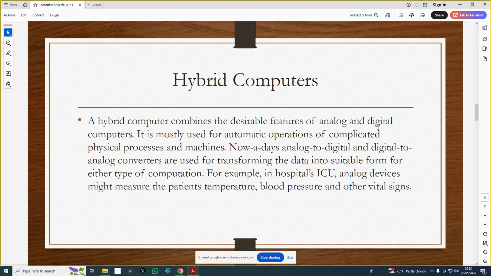For example, in hospitals, we use them in the ICU. When I talk about ICU, what comes into your mind? Intensive care unit. Ibrahim, what comes into your mind when I talk about ICU in hospitals? Intensive care units. Yes. So under the intensive care unit, we find hybrid computers. You get my point? We find hybrid.